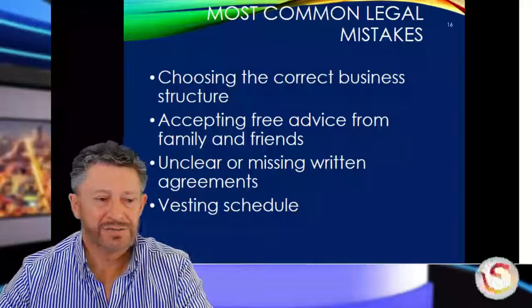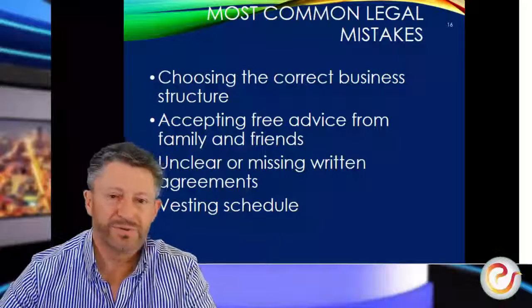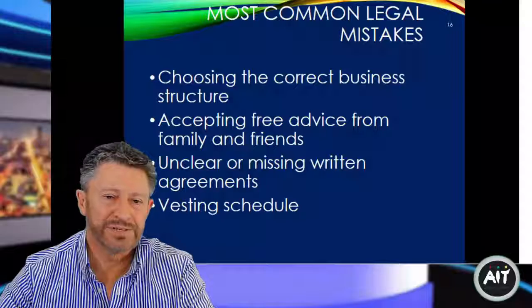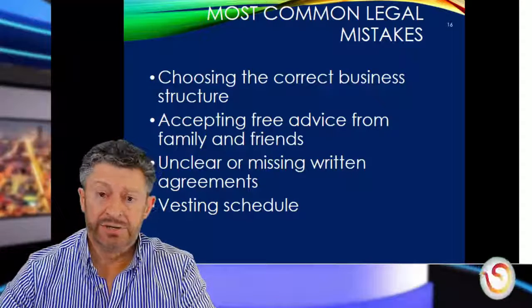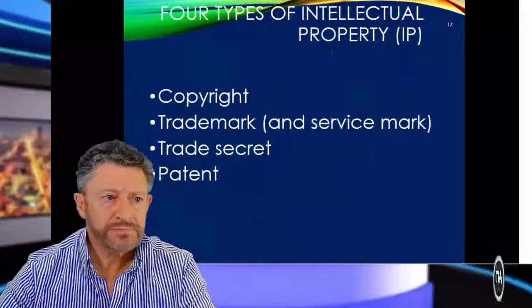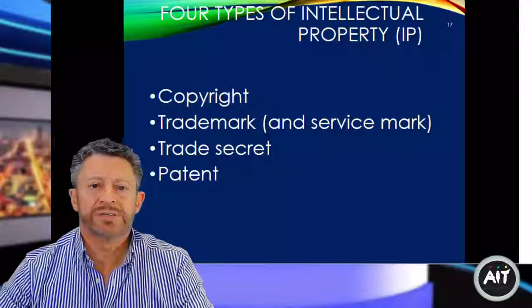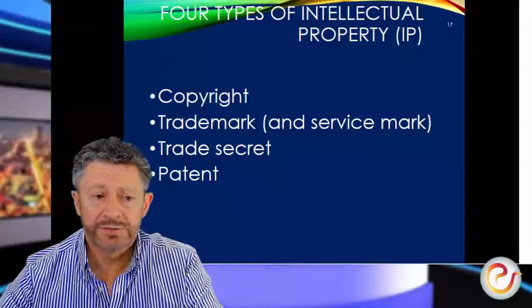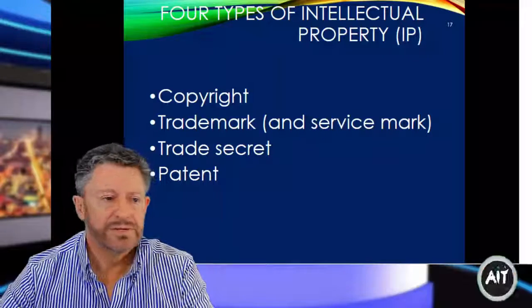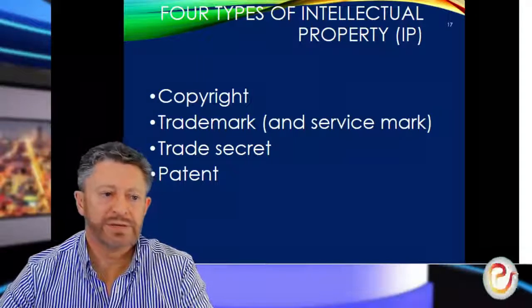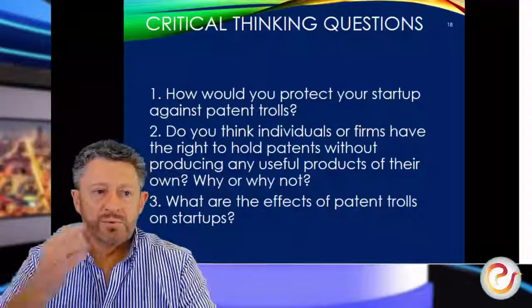And then the vesting schedule as such, but what are the vested interests, which I kind of covered by talking about the split of the share issues. So, four types of intellectual property. Moving on to the other learning outcome. So you have copyright, trademark or a service mark, and then you have a trade secret, and of course you have patent. So number 1, critical thinking.